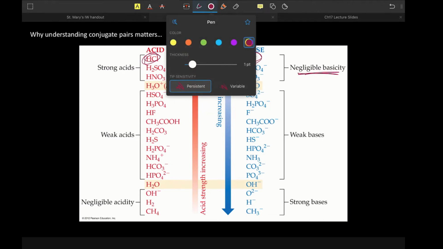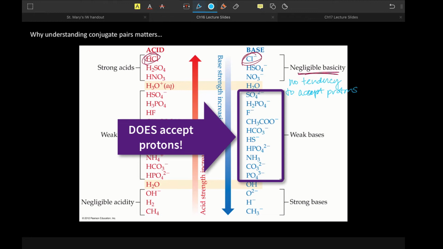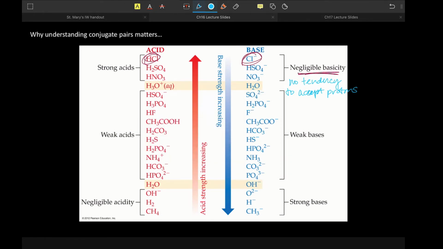And if we think about just dissecting the language here, right, negligible means, right, zero, none, not really something that contributes, right? So negligible means no basicity, meaning that chloride ion has no tendency to act as a base, where base means no tendency to accept protons, right? That's what we were saying. Okay, so no tendency to accept protons, that's what negligible basicity means, right?